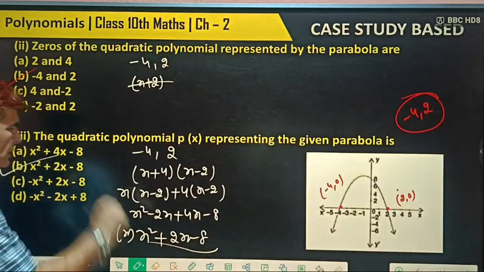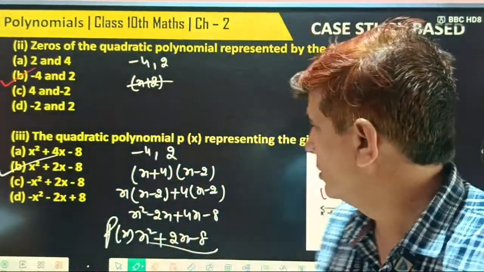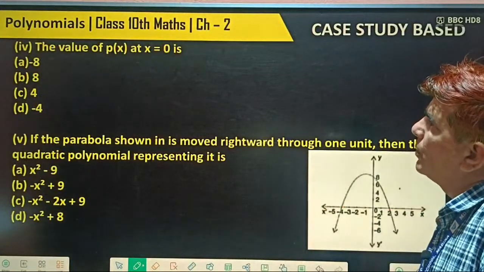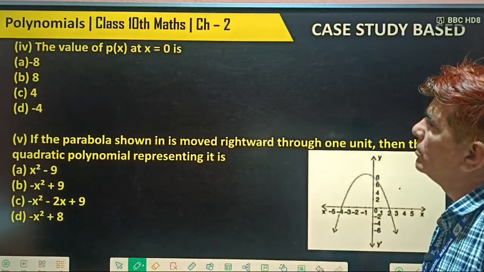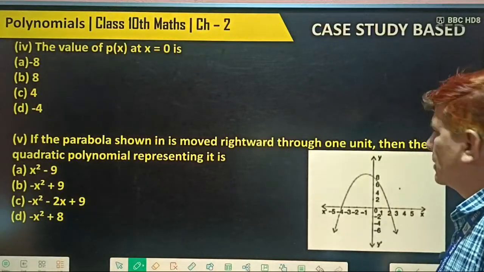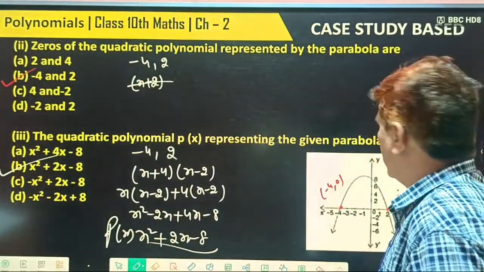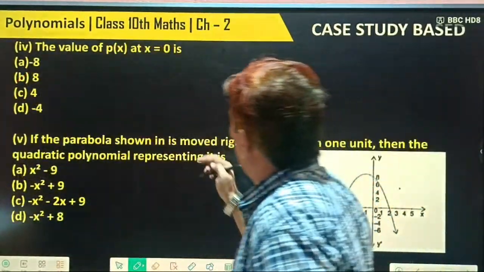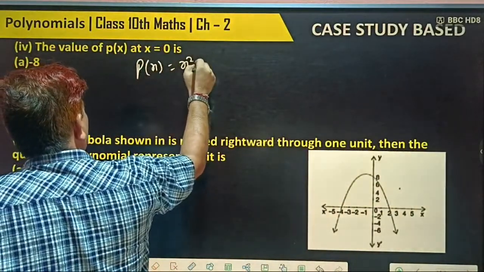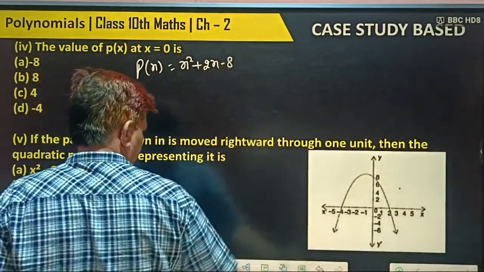These are answers. We told you this so many times. Understood or not? Next one, the value of p(x) at x equal to 0. Which p(x)? p(x) is this: x square + 2x - 8.